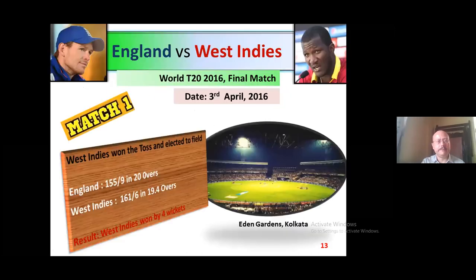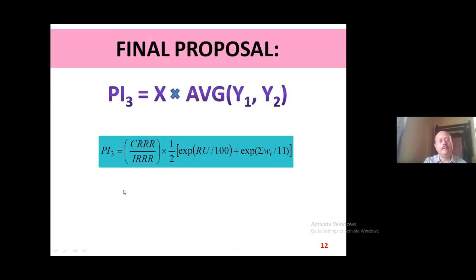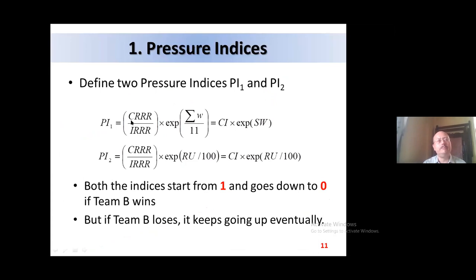So if we take this example, it was something close to 8. If you have just 5 runs remaining in the last over, then definitely this number is much less than 1. Suppose you are interested in something like the probability of winning from that point, as a sort of pressure index. We will do that. Okay.